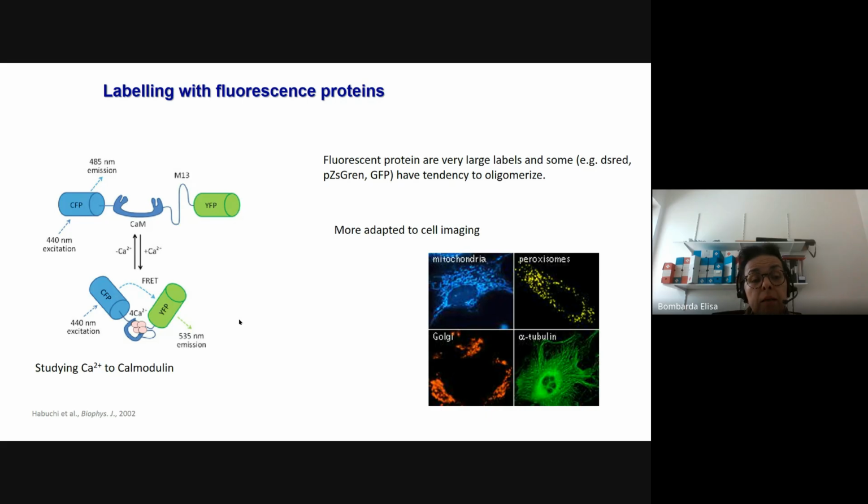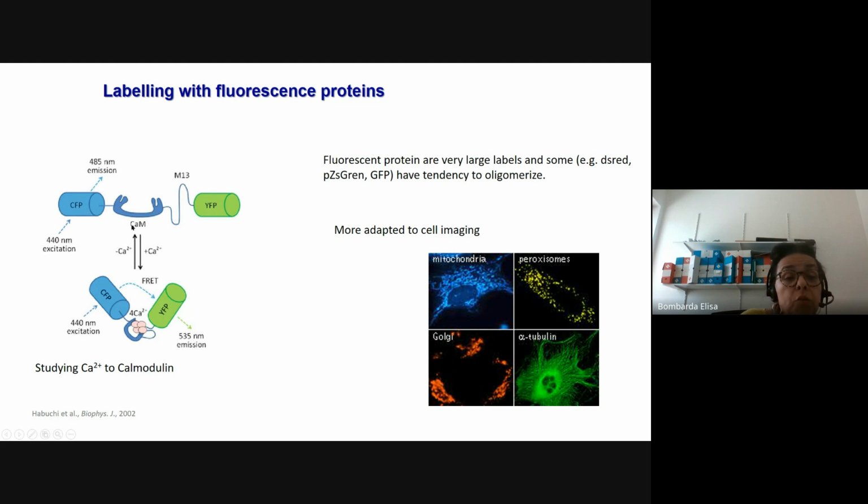Cell, yes, but also it was used in vitro. For example, here is calmodulin, this protein that we just cited before, with the 4 calcium domains, which was labeled with CFP and the yellow FP. So cyan and yellow FP, the two variants, one of the first 2 variants of GFP some years ago.